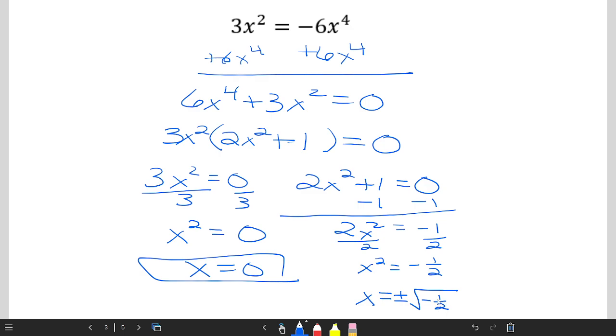And since we're taking the square root of a negative number, these are non-real solutions. We can't square a real number and end up with something negative. So we're going to write these using i. So this is plus or minus i times the square root of positive 1/2. And the square root of 1 is 1. So we could write this as plus or minus i times 1 over the square root of 2.